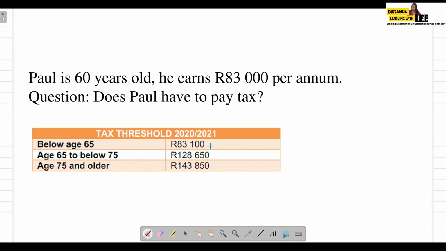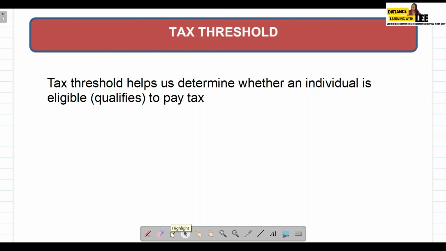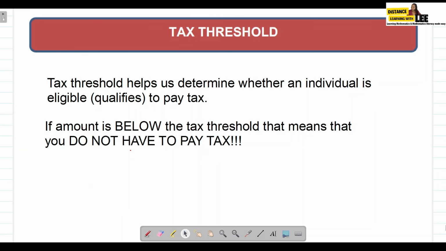That basically means that you need to pay tax. So, in essence, the tax threshold helps us determine whether a person is eligible to pay tax. If an amount is below the tax threshold, that means that you do not have to pay tax. And if an amount is above the tax threshold, that means that you do have to pay tax.